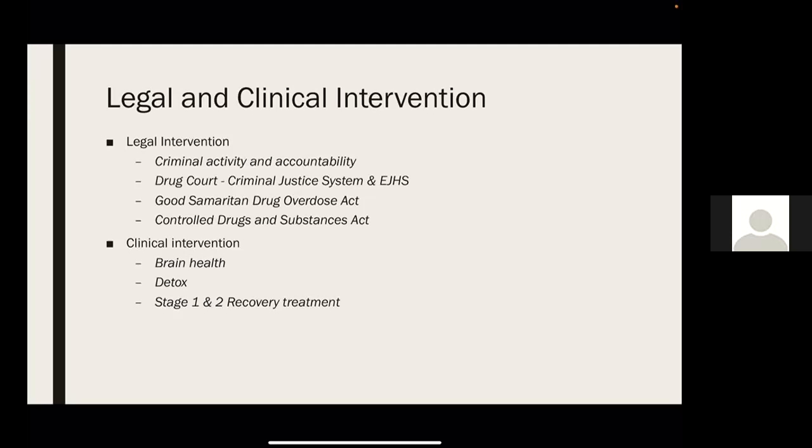Clinical intervention focuses on brain health and getting medications and tending to the mental health as well. So commonly it goes from detox. Someone will go into detox where they'll be able to have safe withdrawals, and then they move on to stage 1 and then stage 2 recovery treatment. As in other health conditions, self-management with mutual support is really crucial when it comes to recovery from substance abuse.